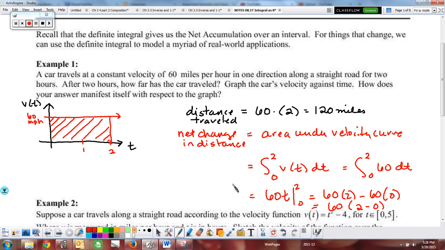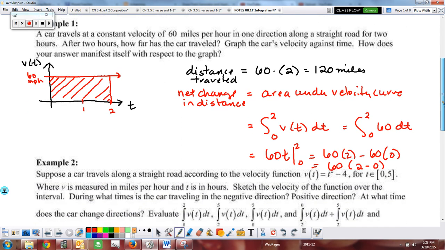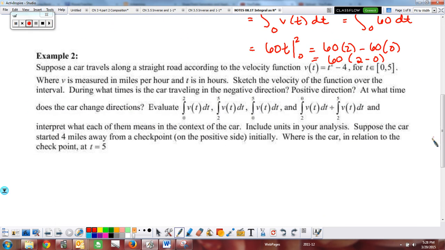So the idea here is that our net change in position can be found by looking at the area under the velocity curve. Right? Now, suppose that we have a car and it travels along a straight road, and we give you this velocity function, t squared minus 4. V is measured in miles per hour, t is in hours. Sketch the velocity function over the interval. All right, so we're going from 0 to 5, and this is a parabola.